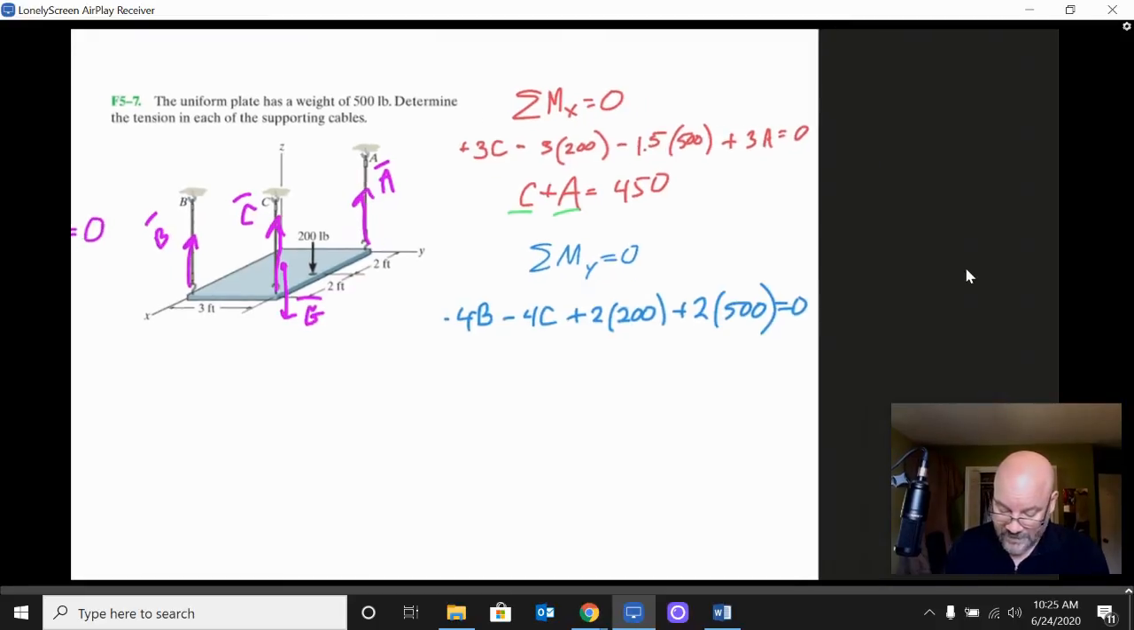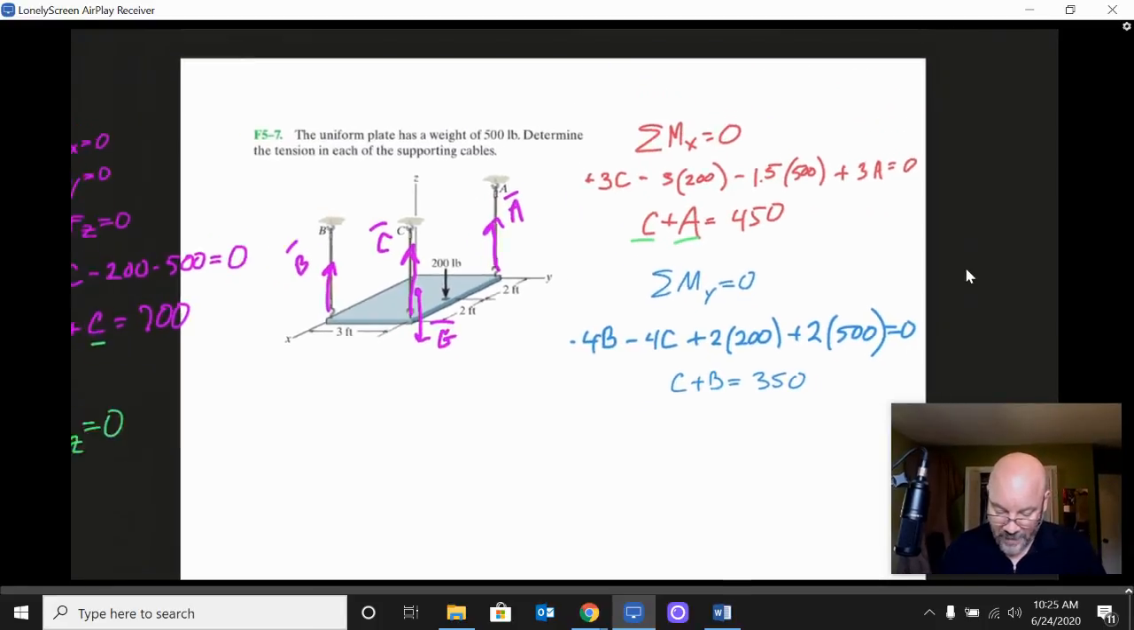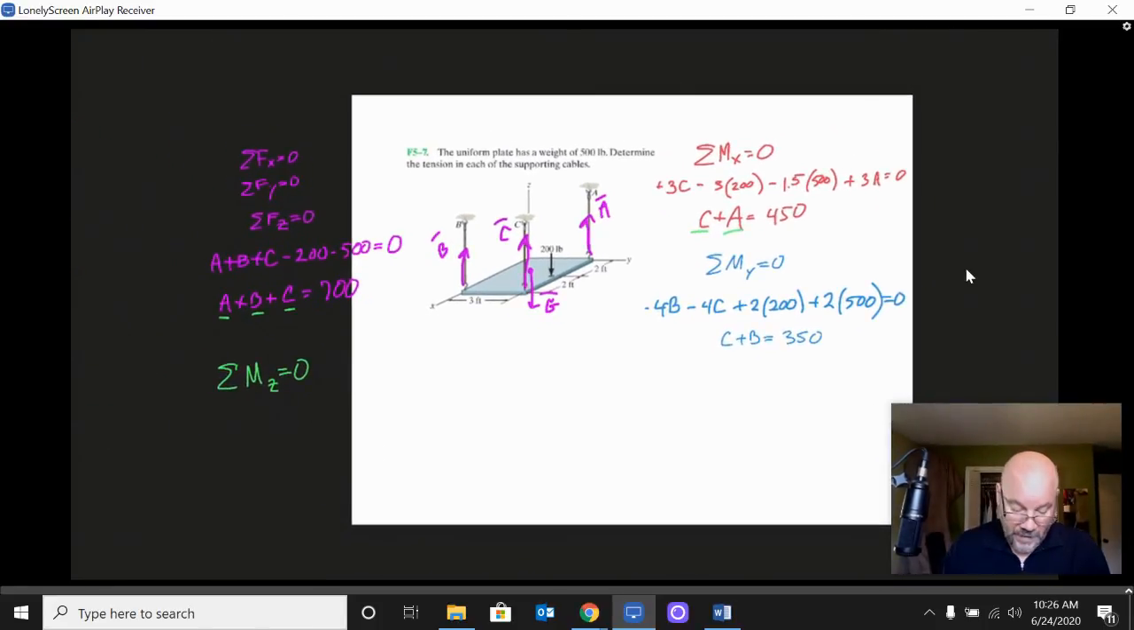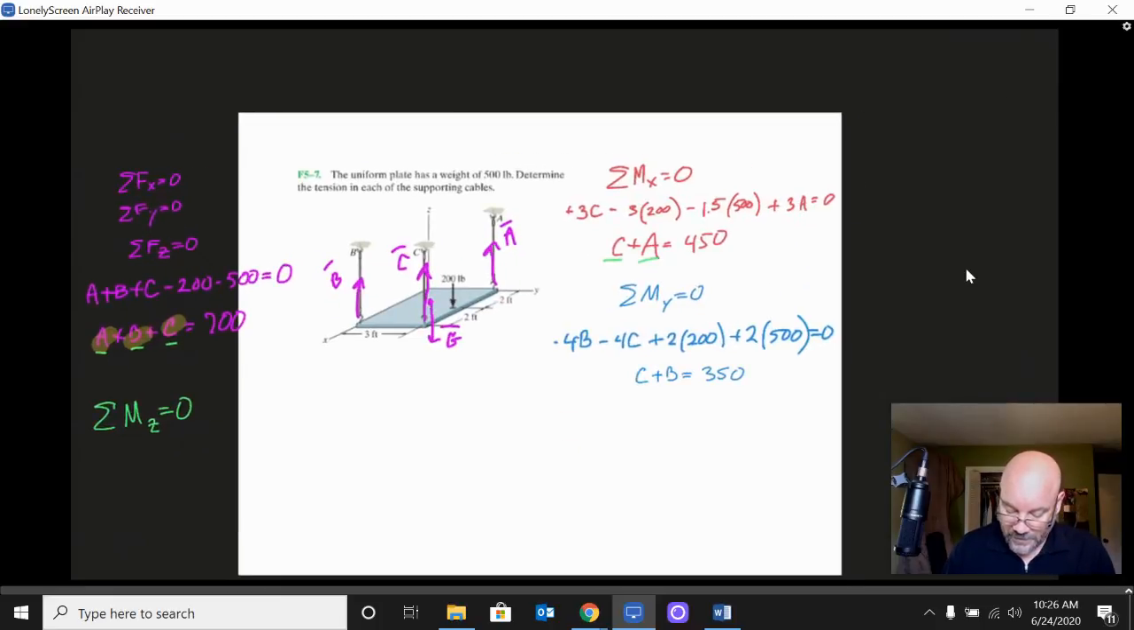Okay. Now, when I simplify that equation, what I'm going to get is C plus B is equal to 350. Aha. Now, let's step back. Let's get a little distance here, literally. All right, ABC, good deal. CB, CA. Okay, I've got 3 equations for my 3 unknowns. So now I'm ready to solve this thing.